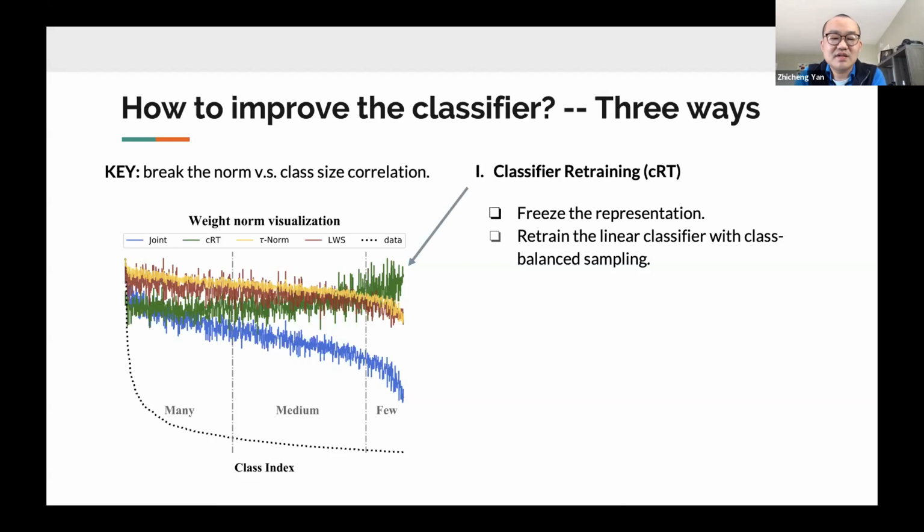By doing this, we can also visualize the norm distribution. And we find this time, the norm distribution is actually more even and balanced than in the baseline case.